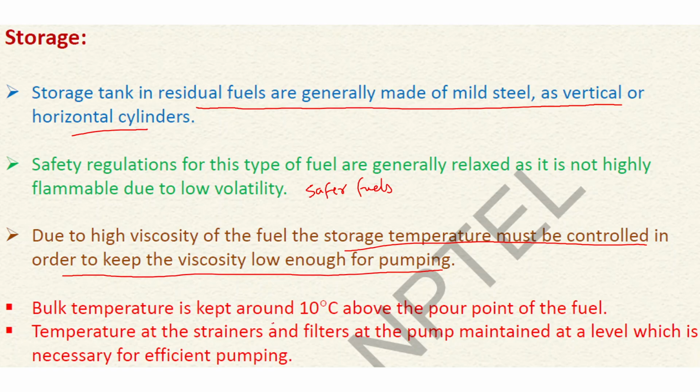The bulk temperature is kept at 10 degrees C above the pour point of the fuel. During the bulk storage, the temperature is kept higher than the pour point. Obviously, it should be higher than the pour point. Otherwise, it will not flow and it will not be easily pumped. Temperature at the strainers and filters at the pump is maintained at a lower level, which is necessary for efficient pumping.